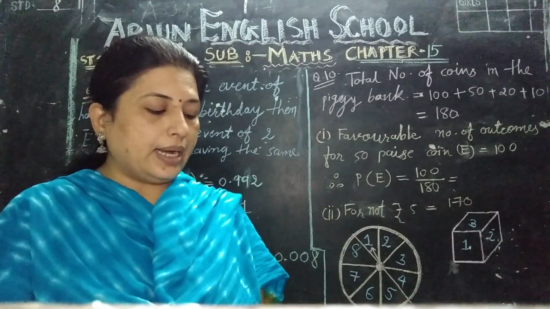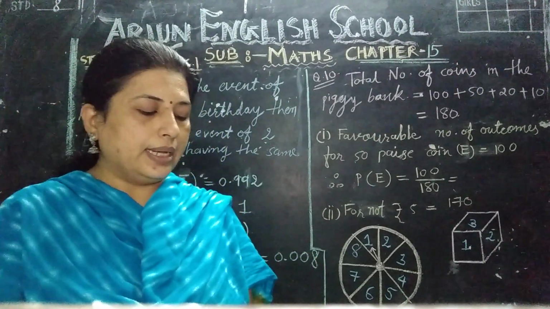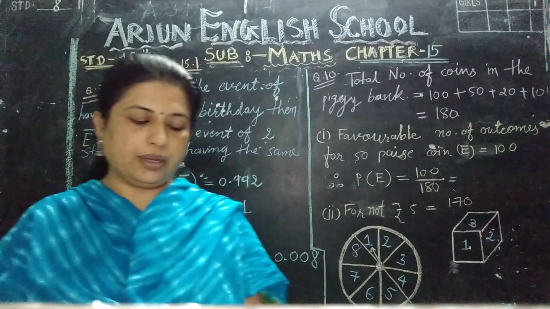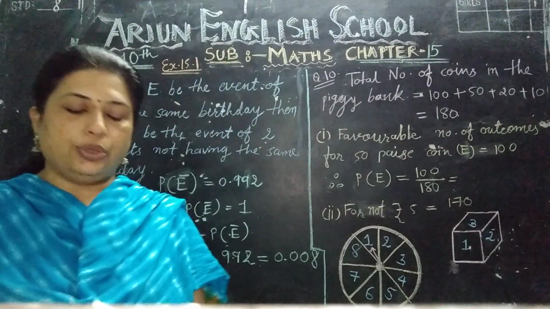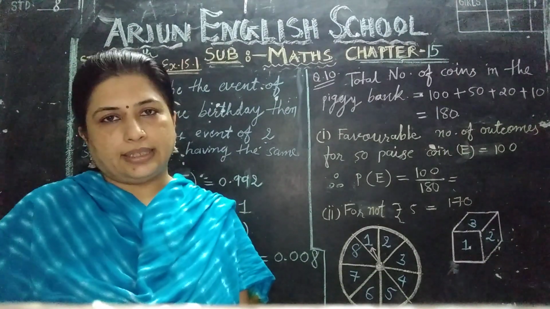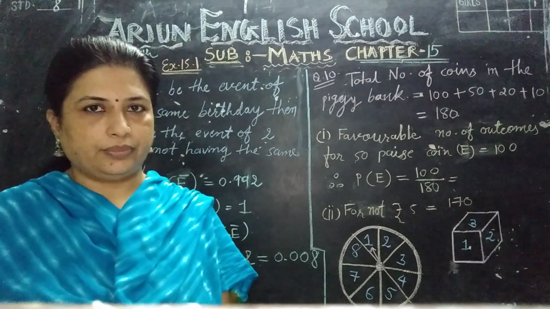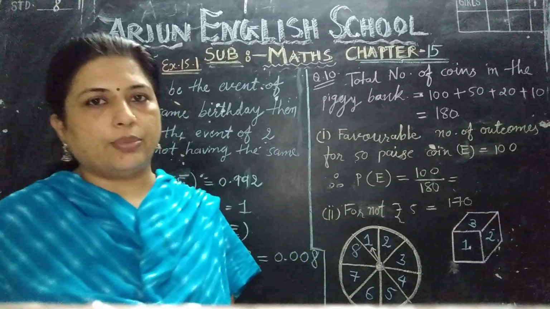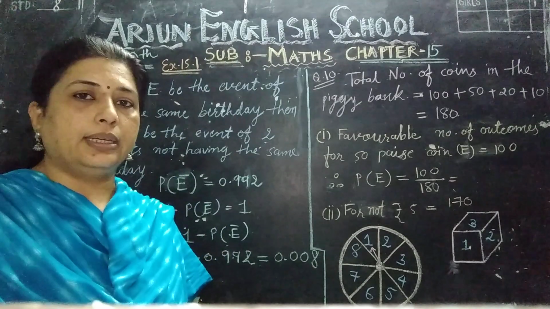Fourth question: a baby is born. It is a boy or a girl. Here also you can say that the outcomes are equally likely, because only two options are there, either a boy or a girl.